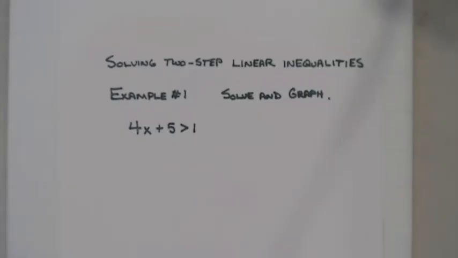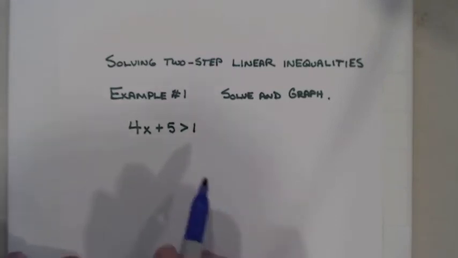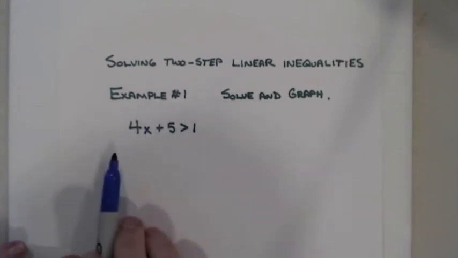So what we're going to go over is solving two-step linear inequalities. Remember, when you solve an inequality, all the rules for solving an inequality are the same as solving an equation. The only difference is if you multiply or divide both sides by a negative number, it switches the inequality symbol around. So let's look at this first example right here.